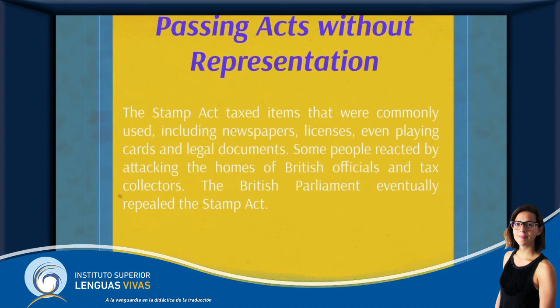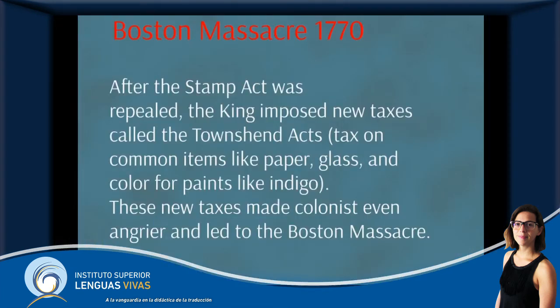In 1765, they passed the Stamp Act, and this act taxed everything involving paper, from a newspaper to money or property documents. So this made the colonists furious, and eventually, the British Parliament was forced to remove the acts, but the king decided to impose new taxes that made the colonists much angrier. And this resulted in what we know as the Boston Massacre in 1770.